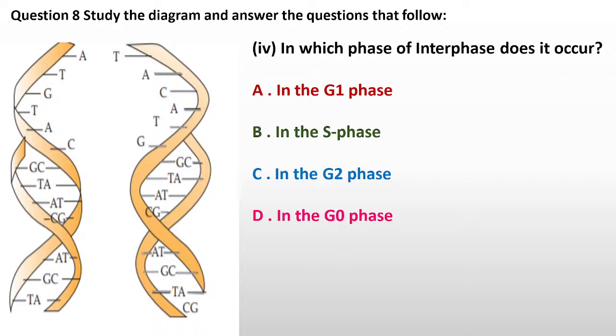And the correct answer for this question is C. In which phase of interphase does this occur? I'm sorry, even though the standard answer given is C, ideally this answer has to be B, because DNA replication occurs in the S phase, that is the synthetic phase.